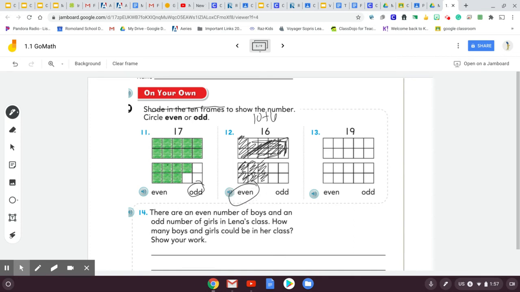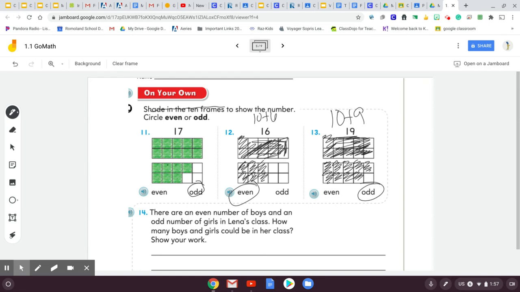Okay, again, I know 19 is 10 plus 9. So this is my 10. I'm just going to color it in. And I'm going to come down here and bring my 9. 1, 2, 3, 4, 5, 6, 7, 8, 9. This does not have a pair, so it's going to be odd. Okay.